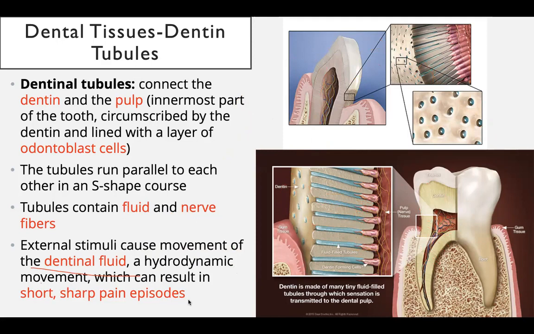So we have short sharp pain episodes if the external stimuli is more than usual. This will cause a movement of dentinal fluid, because dentinal fluid contains fibers of the nerve endings of the pulp, and which will cause short but sharp pain. So remember, this is short but sharp, SS.